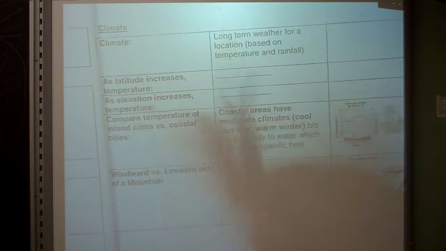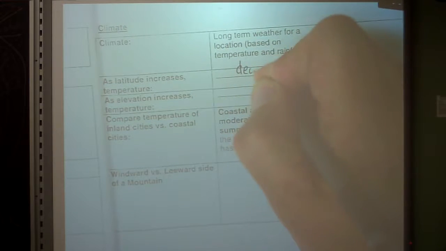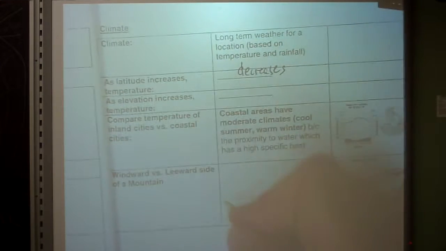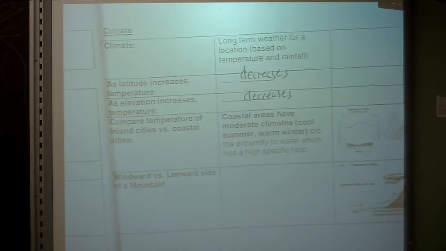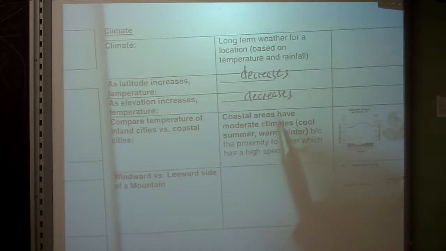All right, climate, long-term weather for a location. As latitude increases, temperature decreases. As elevation increases, temperature decreases. And then we have the idea that if you're located near the coast, your climate is going to be different. You're going to have milder summers and warmer winters.